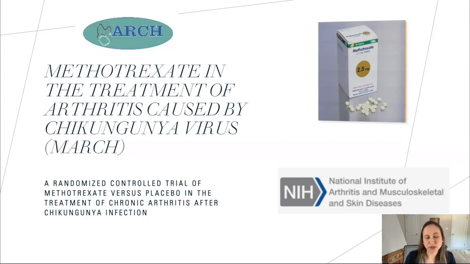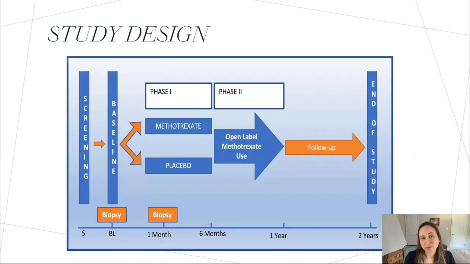This is a randomized controlled trial of methotrexate versus placebo in the treatment of chronic arthritis after chikungunya infection that's funded by the National Institute of Arthritis and Musculoskeletal and Skin Diseases. In this trial, we randomized patients 2-to-1 to methotrexate or placebo in the first 6 months, and then there's an open label phase of an additional 6 months of therapy with a 1-year follow-up after that. And additionally, we biopsy the patients in a subgroup before starting therapy and within 6 months to look at their synovial changes.